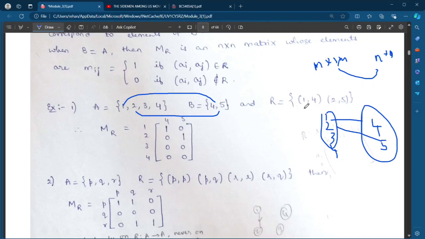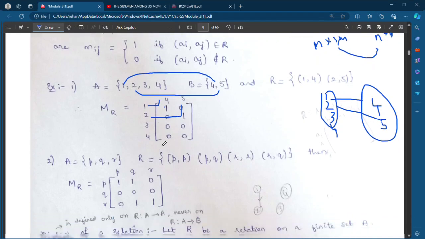So now see here, where is (1, 4)? This is (1, 4). Where is (2, 5)? This is (2, 5). Only at these places I'll write 1, and the remaining are all zeros.